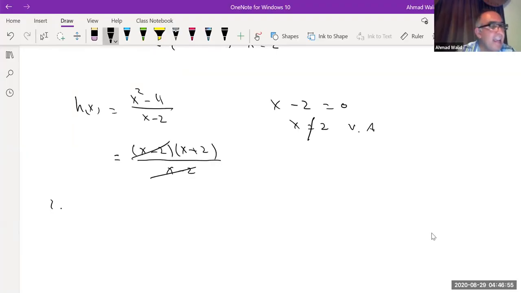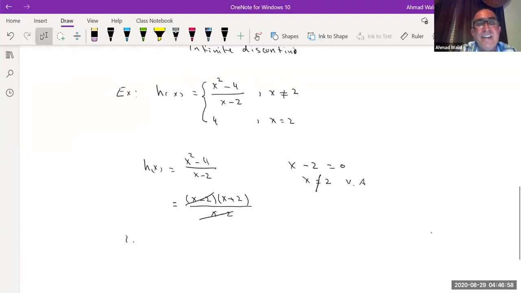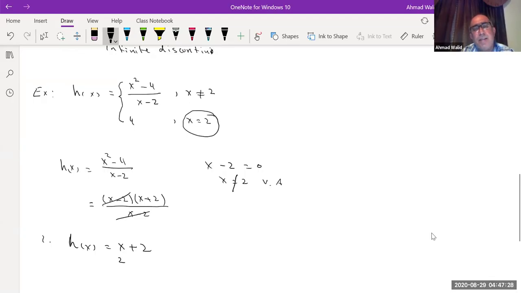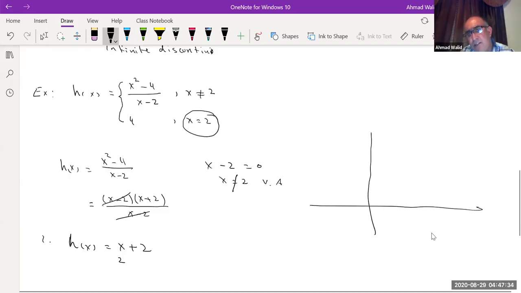As f of a is defined here. How to know? Look, when you cancel it, you end up with h of x equals x plus 2, right? Look at your second condition. When x is 2, h of x is 4. If you plug in 2 here, what is 2 plus 2? 4. It means if I graph this function for you, your function is something like this.